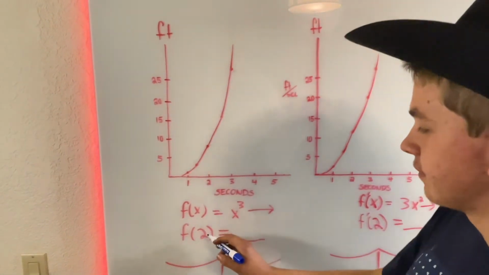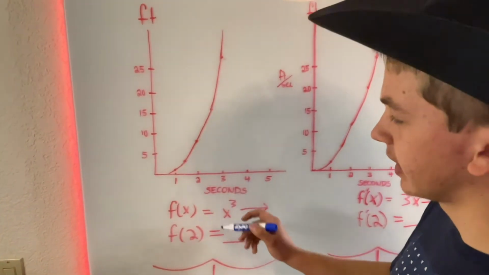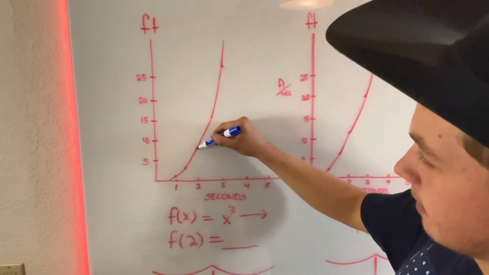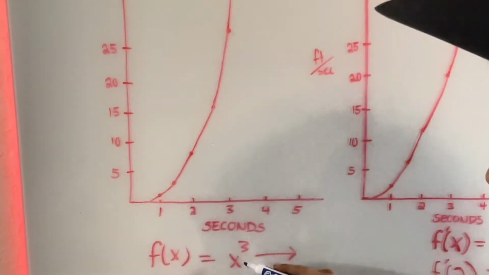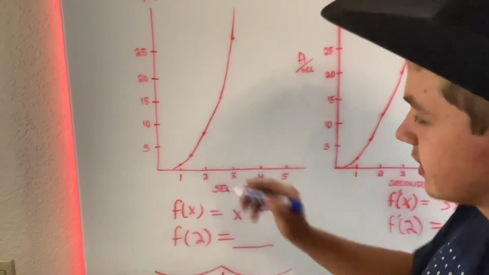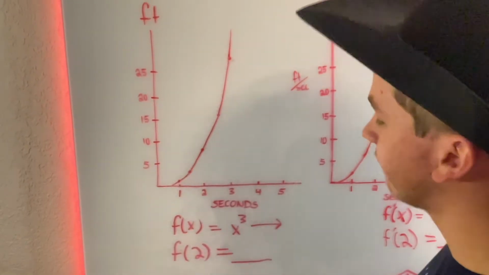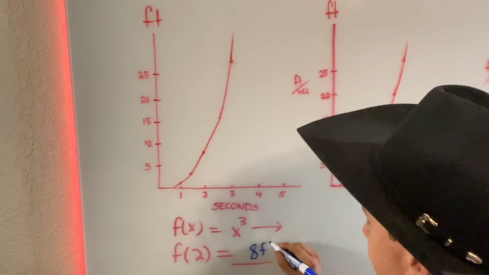Let's just say f of 2, for example. Where were we? How many feet away from the starting line were we 2 seconds after we started moving? Well, if we draw the line up here, we guesstimate, somewhere between 5 and 10. We can put it in numerically here and calculate that, 2 cubed would be 8. So 2 seconds after we started moving, we are 8 feet away from the starting line. So f of 2 equals 8, and that would be in feet.